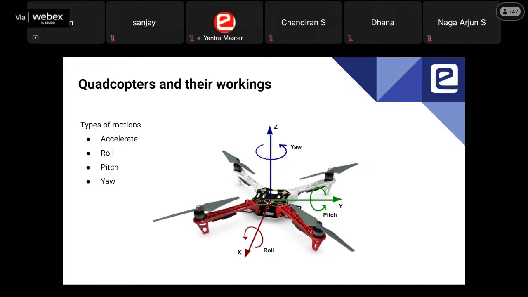So I hope you all saw the video. That is basically what I explained to you, how you can achieve pitch, roll, yaw, or the acceleration motion along the Z axis, like going upward or down.